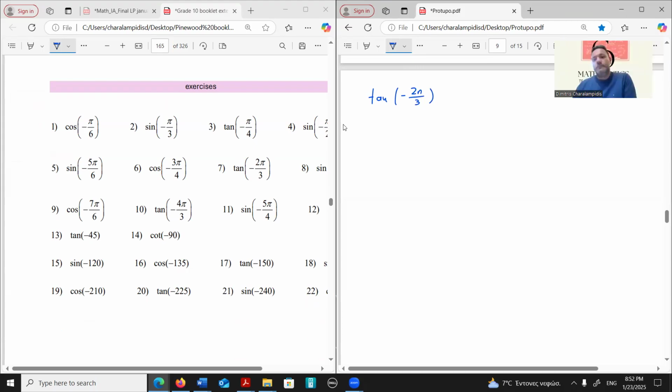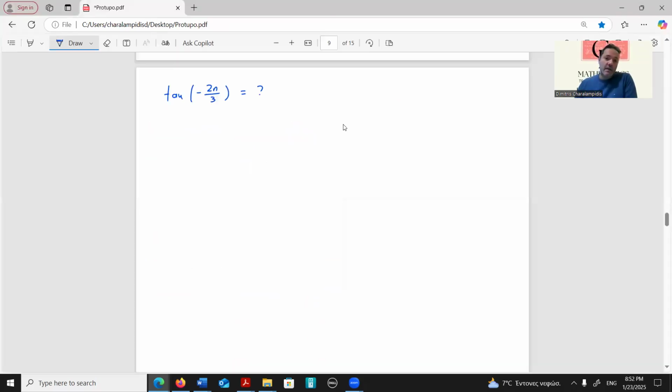First of all, this is a negative angle given in radians. So I'll begin by finding the positive coterminal one. How should I do that? I should take the absolute value of minus 2 pi thirds and subtract it from 2 pi. By doing so, I would get 2 pi minus 2 pi thirds. This is the same as 6 pi thirds minus 2 pi thirds, which equals 4 pi thirds.